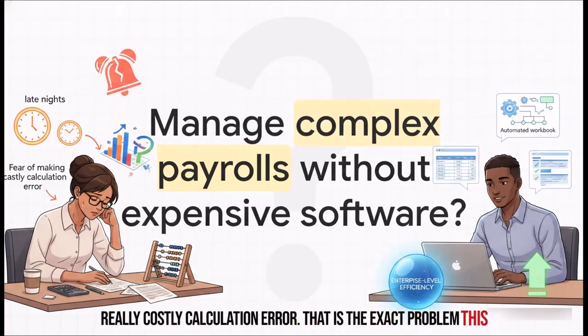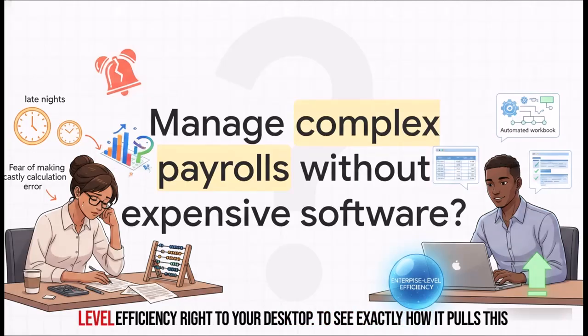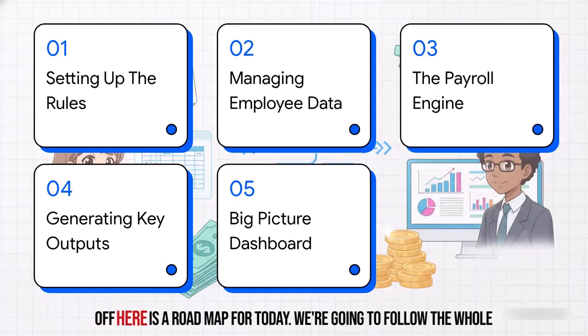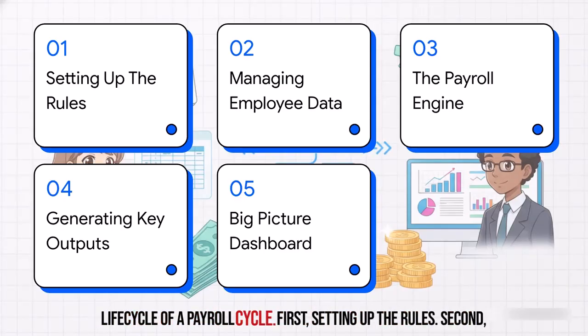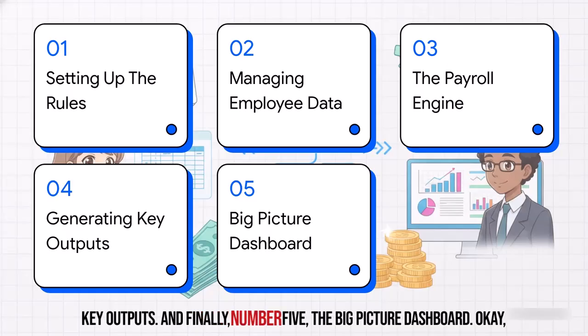That is the exact problem this automated workbook perfectly solves. It literally brings enterprise-level efficiency right to your desktop. To see exactly how it pulls this off, here is a roadmap for today. We're going to follow the whole life cycle of a payroll cycle. First, setting up the rules. Second, managing employee data. Third, the payroll engine. Fourth, generating key outputs. And finally, number 5, the big picture dashboard.